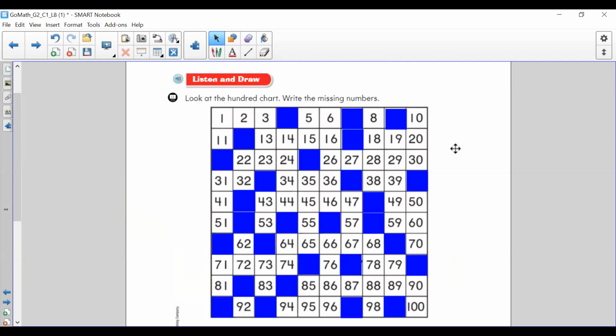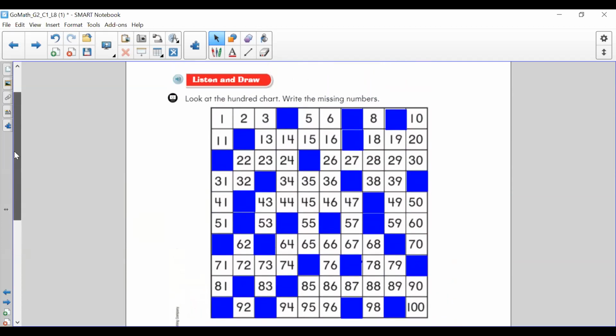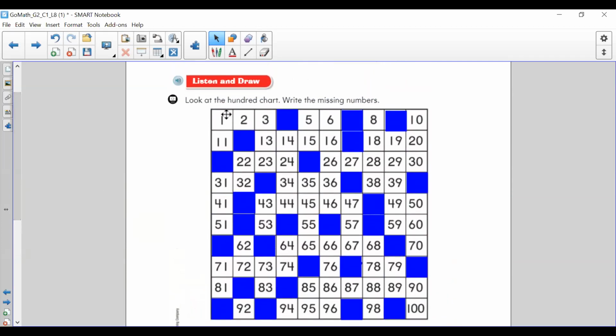So while you talk about the 100 chart and our Math Talk, different ways to find the missing numbers, I just want to point out that if you go down each column, you will notice, look at the ones and the tens. That's what I would like you to look at, the ones and the tens in each column, and see how there are some that are the same and some that are different.